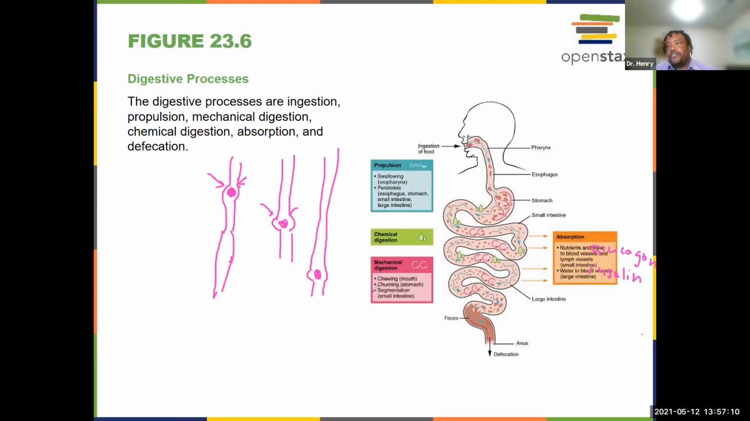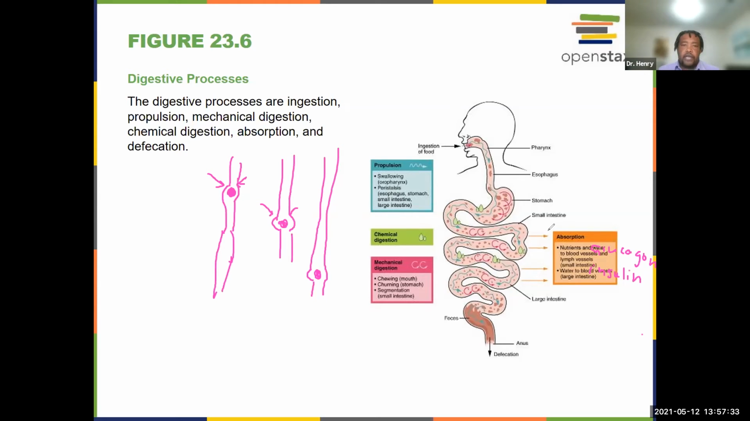Okay, so the other is segmentation. Okay, then we also have absorption. So absorption is just basically when we're absorbing those nutrients. We need to absorb water. Water needs to be absorbed into the blood.